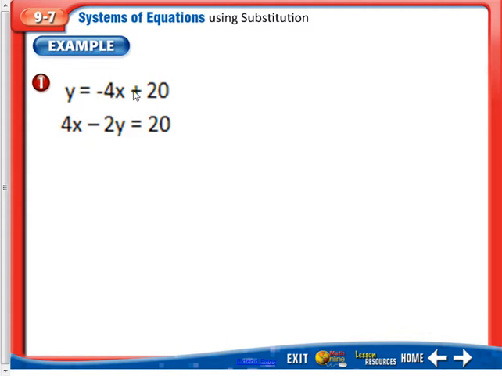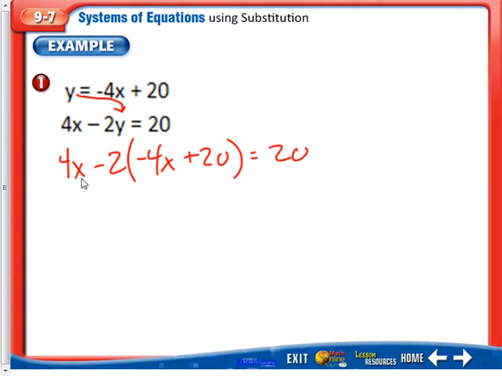Y equals negative 4x plus 20. So what we can do is take this y and substitute it in right here. Okay, so let's rewrite it. We're going to go 4x minus 2 times the quantity. Now I'm just going to enter this expression. So I'm going to go negative 4x plus 20. Okay, now it's going to be equal to 20 still.